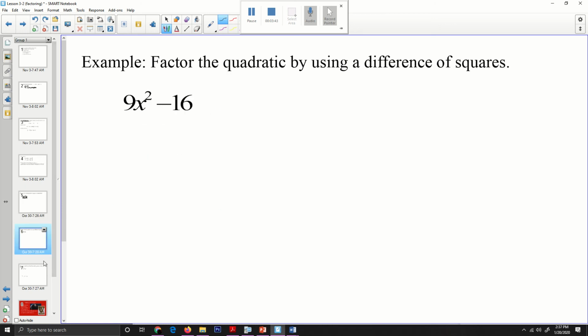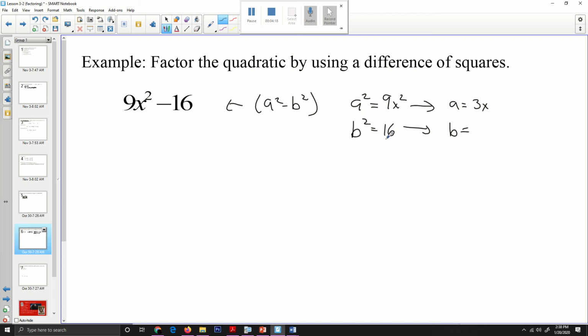Next, factor by using a difference of squares. And so this thing is of the form a squared minus b squared. And we can say that a squared is equal to 9x squared. So what we want to do is figure out what a is. So if I take the square root of 9x squared, what times itself is 9x squared, and clearly that's going to be 3x. And we could do the same thing with b. b squared is 16, so what times itself is going to be 16? Well, that clearly is 4.